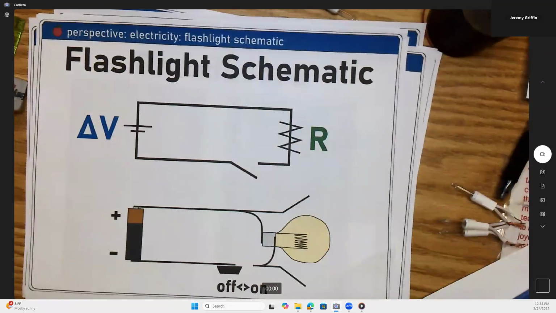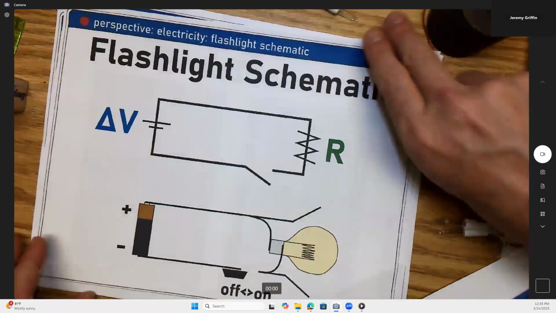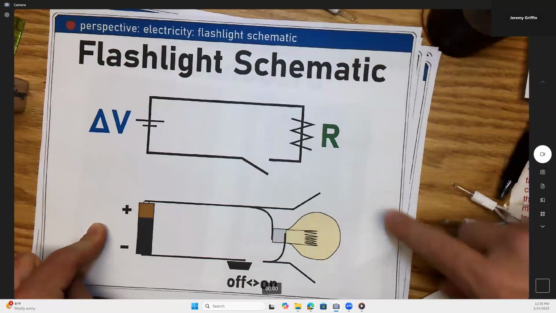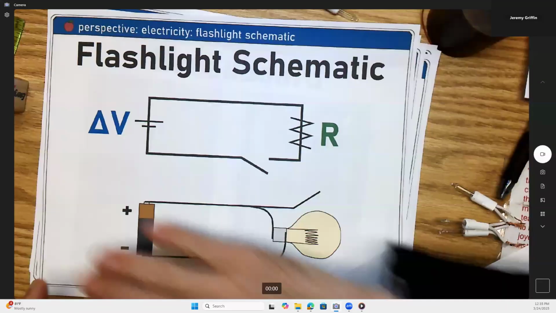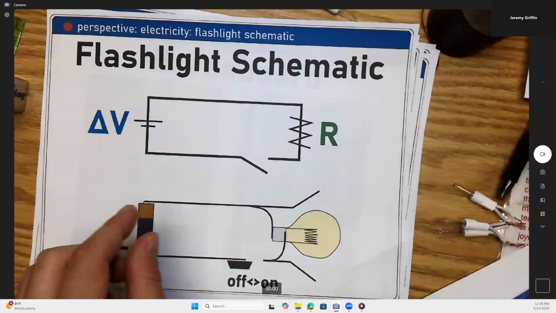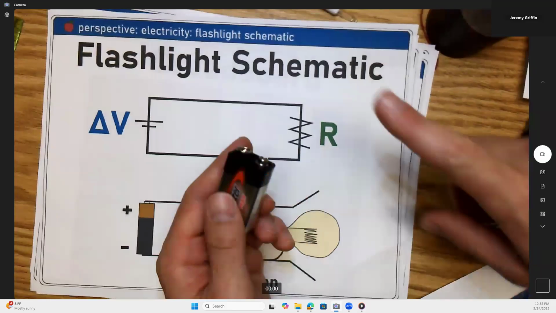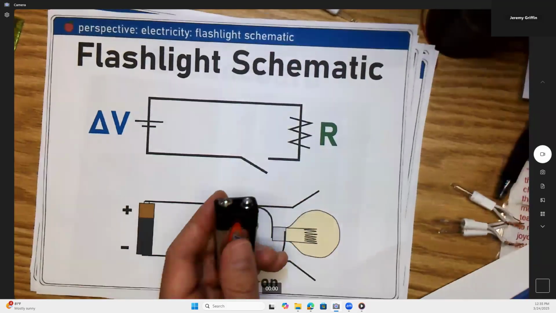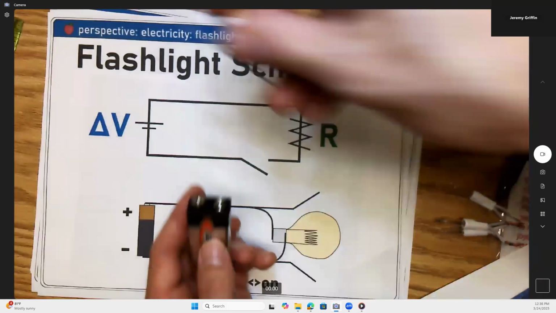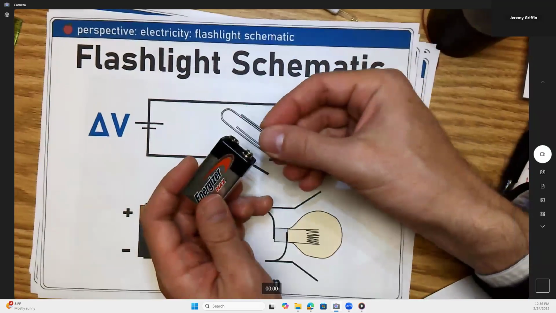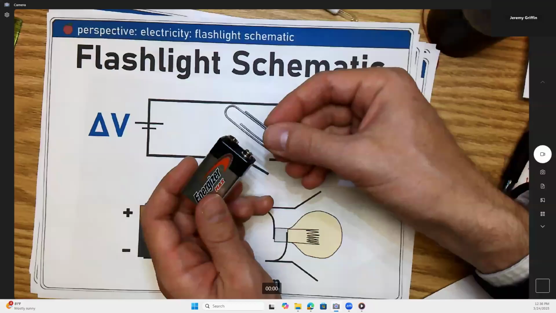Flashlight schematic. So here's your voltage source for the electricity to flow. Here's the resistor. Now you do want some resistance in your circuit, because what would happen if I took a bare paper clip, or how about this coin right here? I'm not really going to do this, but what if I put a paper clip right across these two leads and touched them together? What would happen?